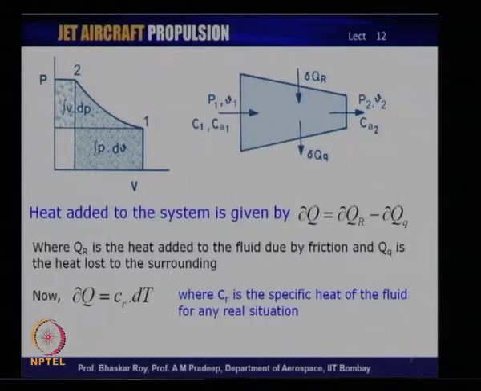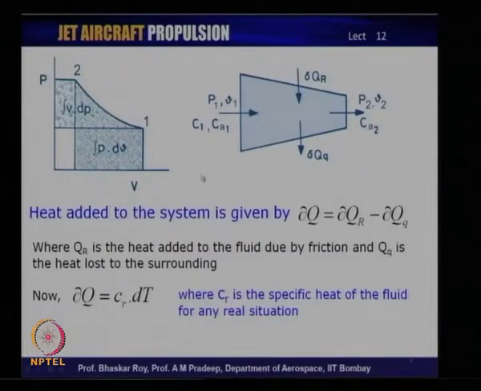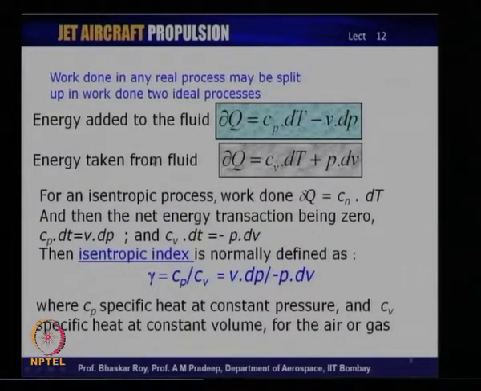Now, if we proceed along this, we can say that the work done in any real process may be split up into work done for two ideal processes. One is the energy added to the fluid, that is, delta Q equal to C p dT minus V dp, and we showed the V dp in the earlier diagram. This is your V dp, and this is of course P dv. So, if we add those work done to C p dT, which is the energy added to the fluid, and energy taken away from the fluid can be put down in terms of C v dT plus P dv, then for an isentropic process, the work done can be written down simply as delta Q equal to C n dT, where C n is the specific heat of the isentropic process, let us say. Let us put it that way.